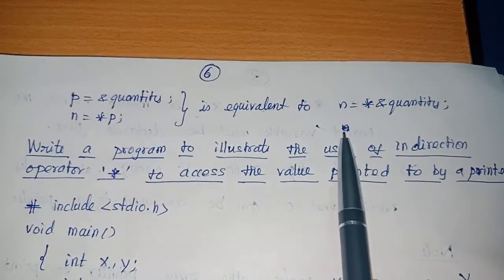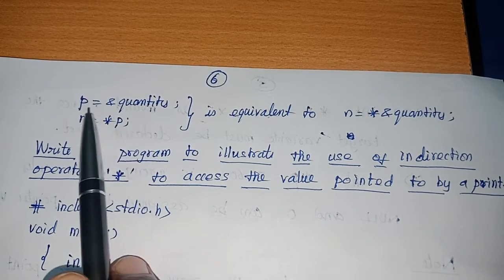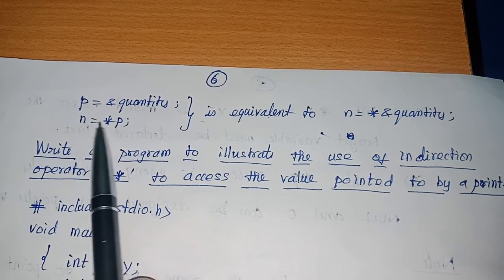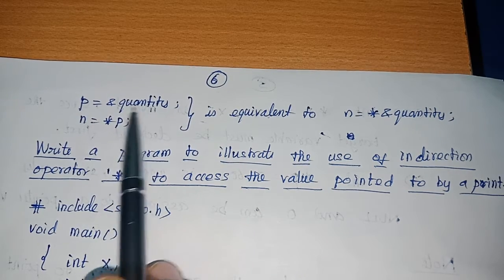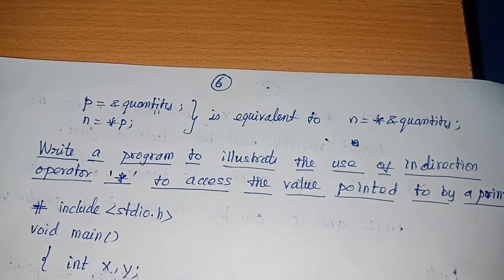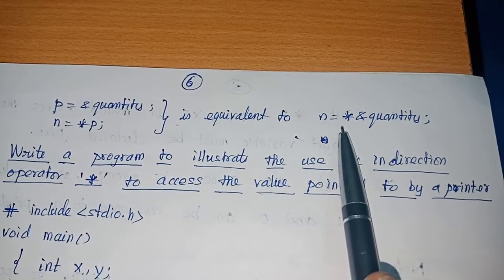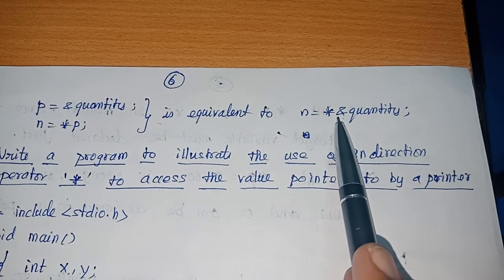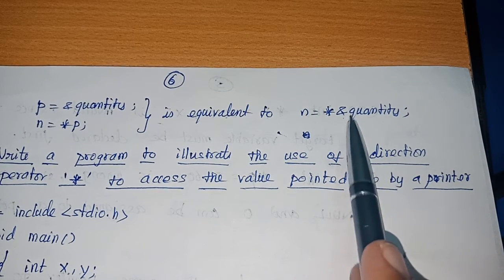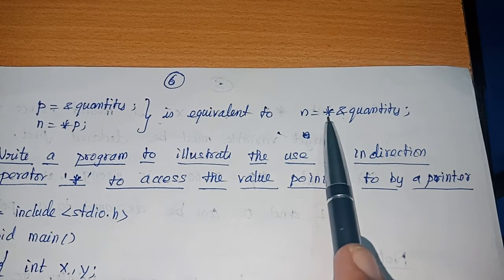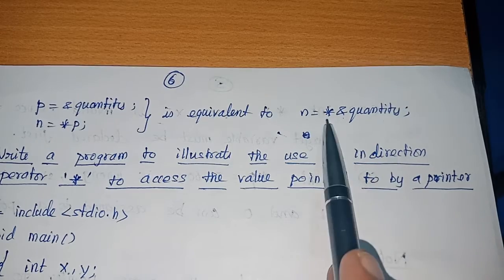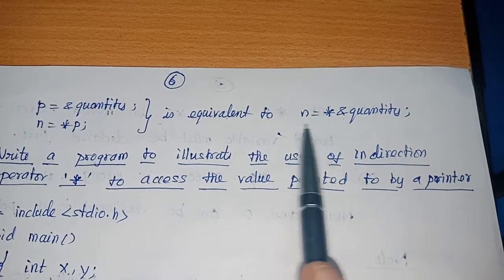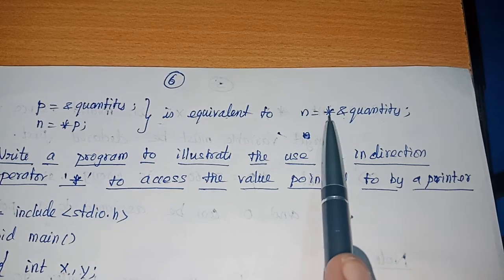This is called accessing of a variable through the pointer, and this can also be written as p equal to ampersand quantity, which collects the address of quantity in p, and n assigned with star p, which collects the value of quantity and stores it in n. These two statements can be written as a single statement as n equal to star ampersand quantity. This address operator collects the address of quantity. This dereferencing operator goes back to the address, collects the value and stores it in n. So these two can be done in a single statement using ampersand as well as asterisk.